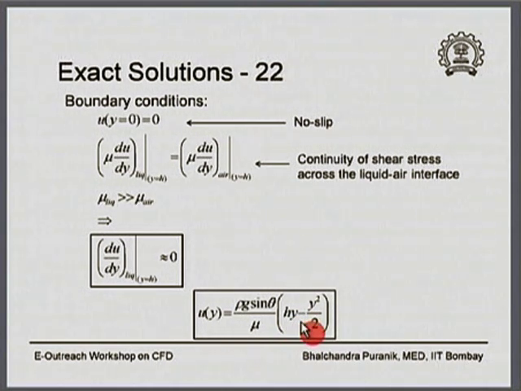So, if you want to now look at the way it looks at y equal to 0, which is our plate, it is going to be 0 because that is the boundary condition anyway. At y equal to h, what can you see? It is not 0, it is non-zero, but it will attain a maximum value equal to rho g sin theta over mu. You just substitute y equal to h. So, you will see h square minus h squared over 2, which is simply h squared over 2. So, if you want to plot it, let me go to the whiteboard.